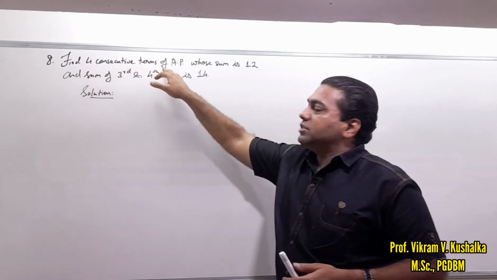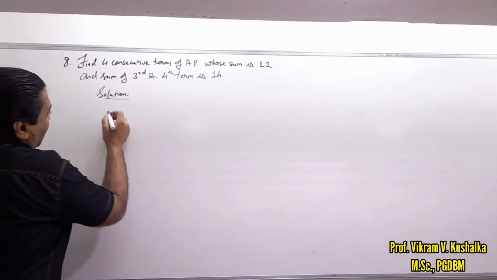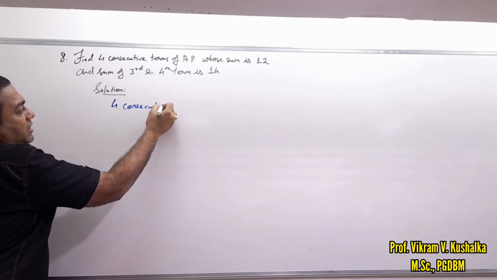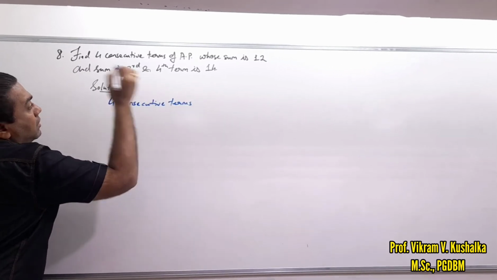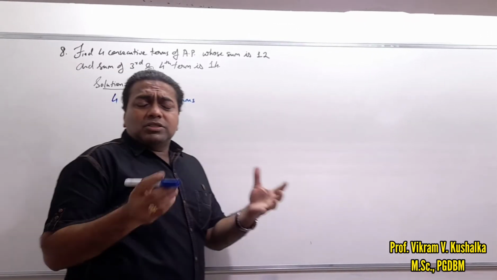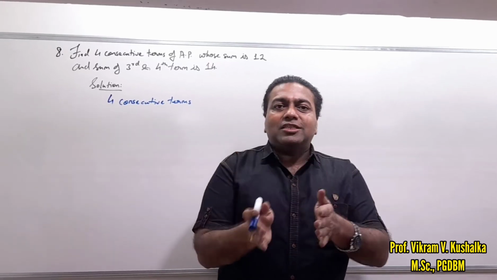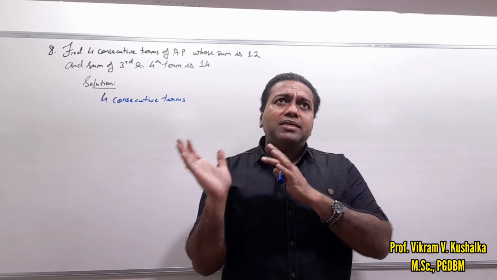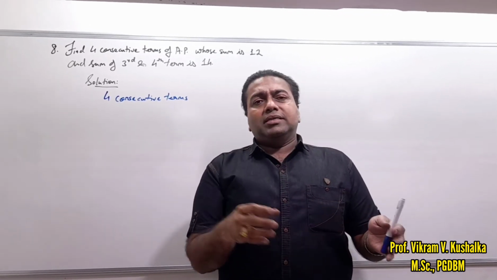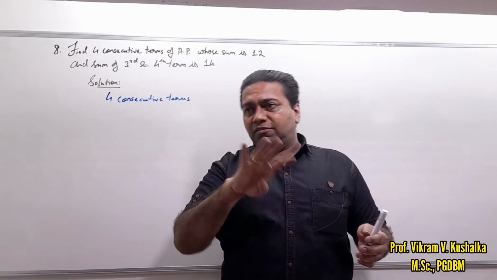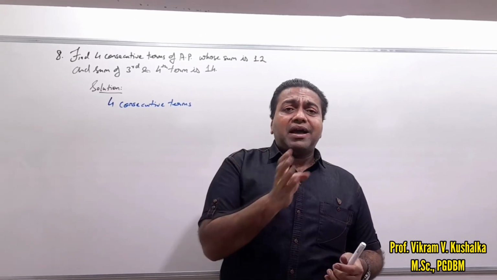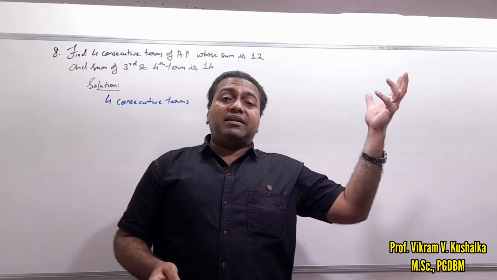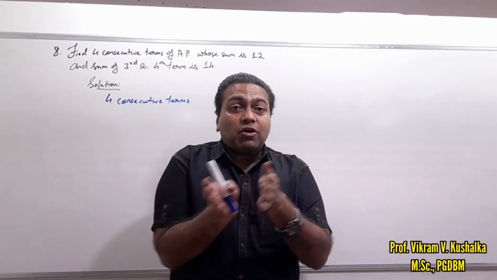So find 4 consecutive terms. What am I supposed to find out first of all? I am supposed to find out 4 consecutive terms. Now, what do you mean by consecutive terms? Consecutive terms means terms next to each other. So if I say, give me any 4 consecutive terms between say 1 and 10, I can say 2, 3, 4, 5 are the 4 consecutive terms. Or I can say 5, 6, 7, 8. But 2, 4, 7, 9 cannot be consecutive terms because they are not next to each other.